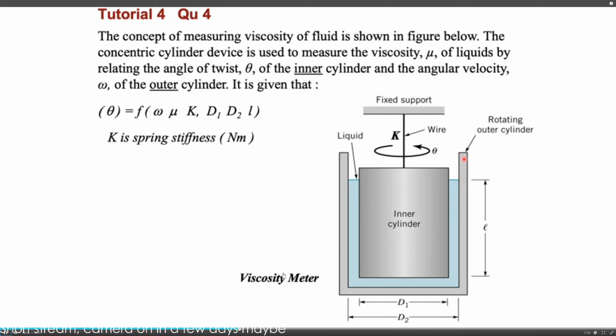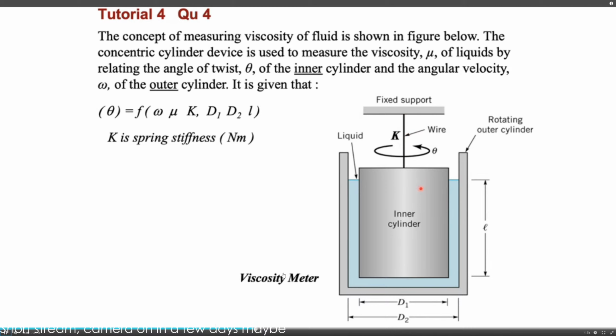But when the outer cylinder rotates, the fluid inside, because of its viscosity, will also rotate. It will also rotate due to the viscous effect of the fluid. It has a tendency to be attached to this outer cylinder. When the fluid rotates, it will also cause the inner cylinder to rotate. But can the inner cylinder rotate freely? No. The answer is no. In this experimental setup, in the case of the viscosity meter, this inner cylinder is held by a fixed support through a spring. It's a circular spring.